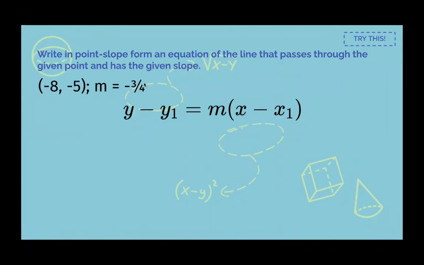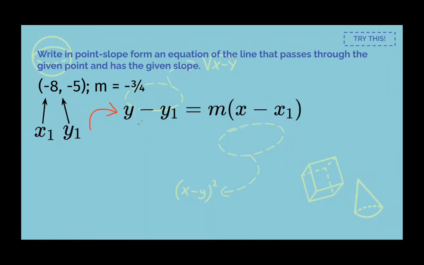Okay, try this one. Go ahead and pause the video and unpause when you're ready. We're going to write another equation in point slope form given these points and then our given slope. So we have -8, -5 as our ordered pair. That's going to be our x1, y1 ordered pair. So I'll go ahead and label -8 with x1 and -5 with y1. And then once we've labeled all those, we can go ahead and plug them into the equation.